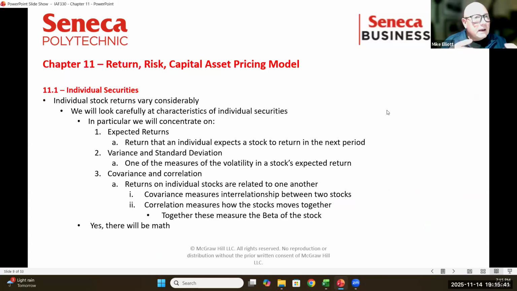So let's go. We know that individual stocks vary considerably. So what we're going to do is try to peel apart stocks and say what accounts for their movement, what accounts for how they return. So we're going to have expected returns. We're going to look at the variance and standard deviation of those returns. And then we're going to get into something beyond that called covariance and correlation.